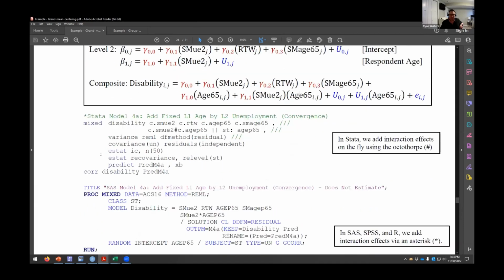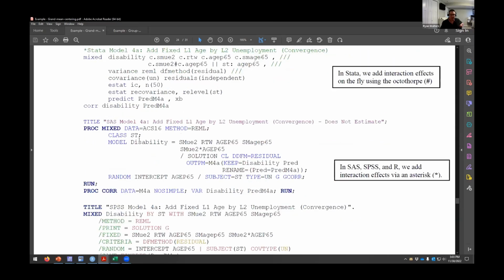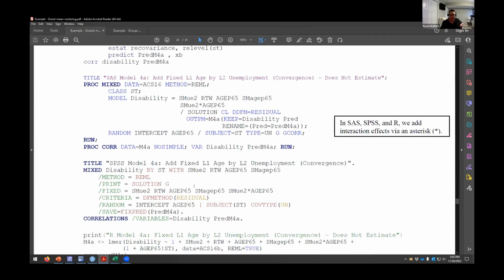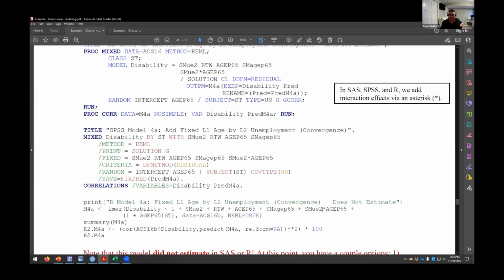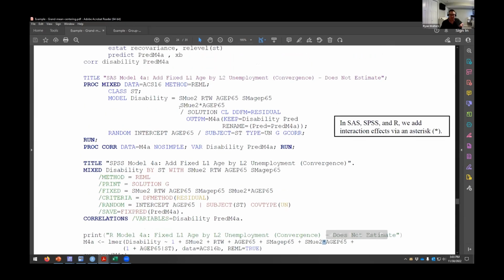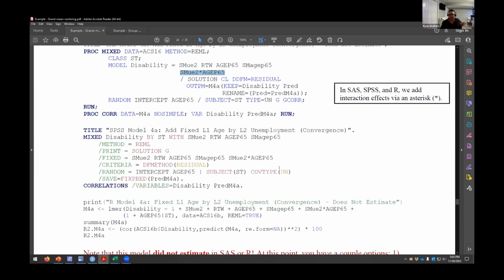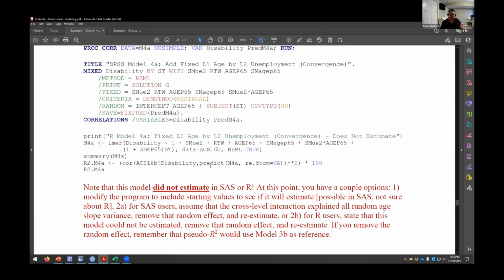In Stata, we can add interaction effects using the hashtag, also known as an octothorpe, pound sign, number sign, whatever it may be. We can add them on the fly, which is really nice. In proc mixed, in SPSS, and in R, we can just use an asterisk. So I'll put state mean unemployment by age P65. Nothing else has really changed. We're still going to ask for predicted values based on fixed effects only. We're going to ask for the correlations. In R, we're going to square them.